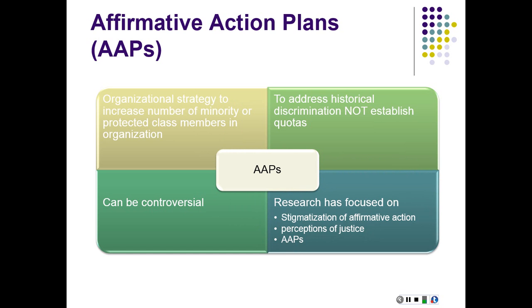Most of the research in IO psychology has been focusing on the stigmatization that goes along with affirmative action, the perceptions of justice that can go along with the implementation of AAPs, and then the AAPs in and of themselves. Like, how are they structured? What is their goal? What are they remedying exactly? Things like that. So in IO Psych, the researchers have been really interested in figuring out the implications: if you implement AAPs, what exactly does that do to that class that you're trying to help out and remedy the past wrongs? What does that do to people's feelings of fairness, justice, competitiveness, and those kinds of things? And how exactly are you establishing those AAPs?